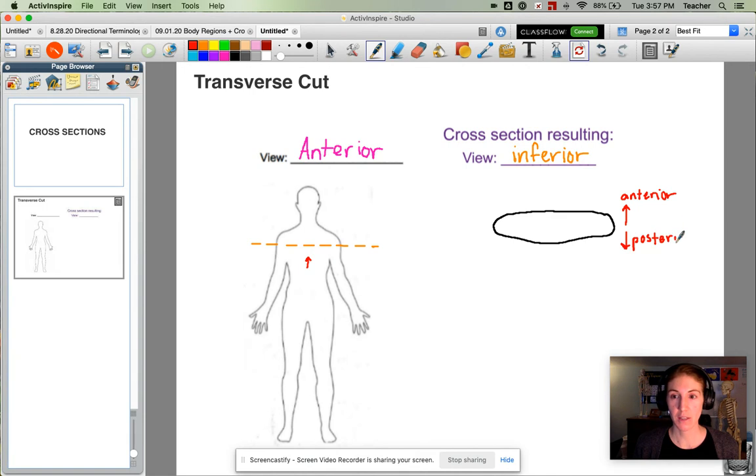Because we are looking at this cut from the inferior perspective, I can't really label a directional term for superior because this is the superior portion of the body that resulted from this cut. So that is the gist of number 3. Hopefully it isn't as confusing as you thought it might have been.